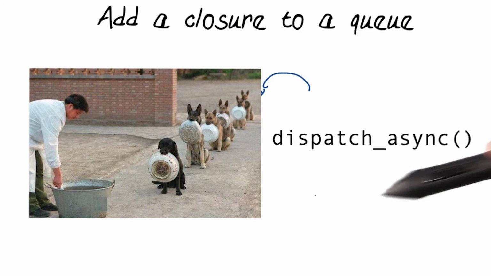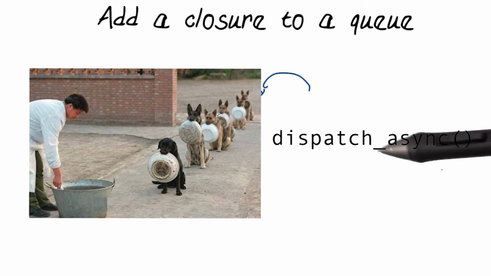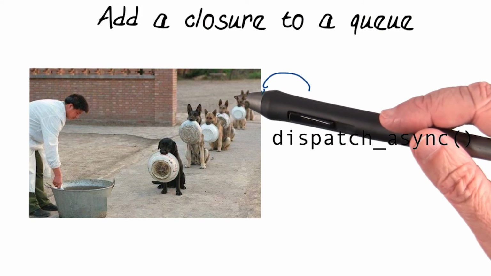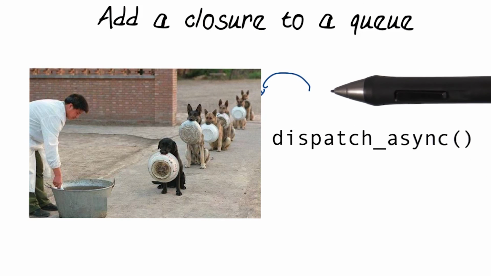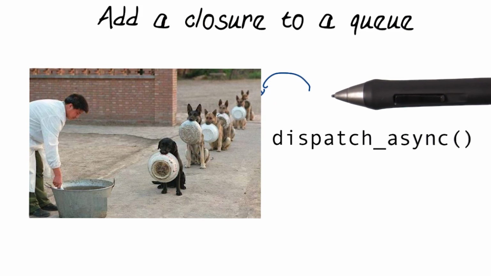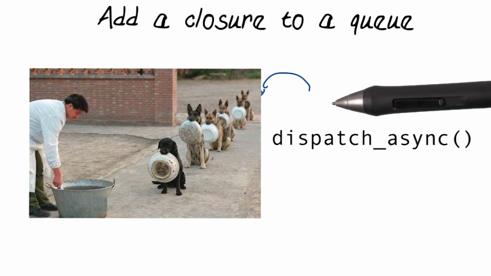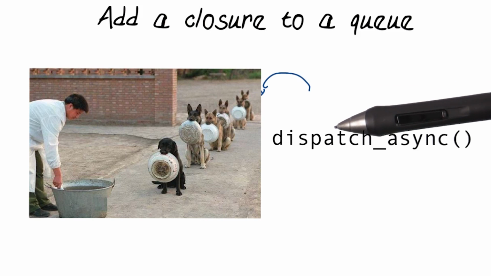Last but not least, we need a way of adding closures to the queue. That's where dispatch_async comes in. This function takes a queue and a closure. It adds this closure to the queue and then returns immediately. The code inside the queue will run sometime in the near future. The exact time will depend on how many closures are already waiting in the queue and the priority of the queue.